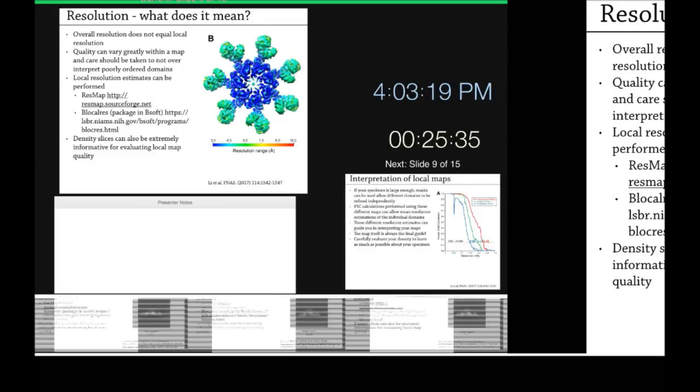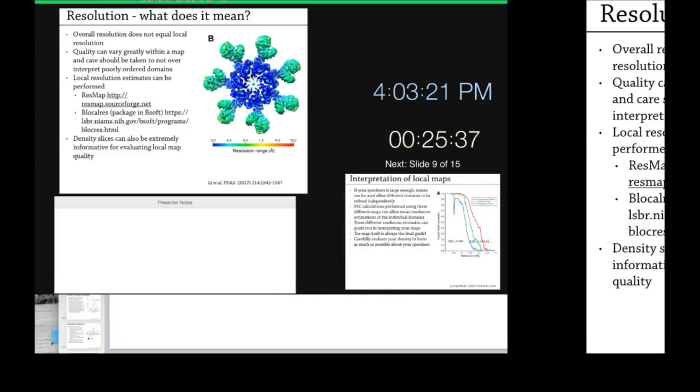Can I ask, what would you say that 4.4 represents then? 4.4 in this case represents a mask around this domain with symmetry imposed. By reading through the methods, I was able to discern that. But looking at the map overall, it could be very difficult to tell what local resolution might or might not be at any point in this map.